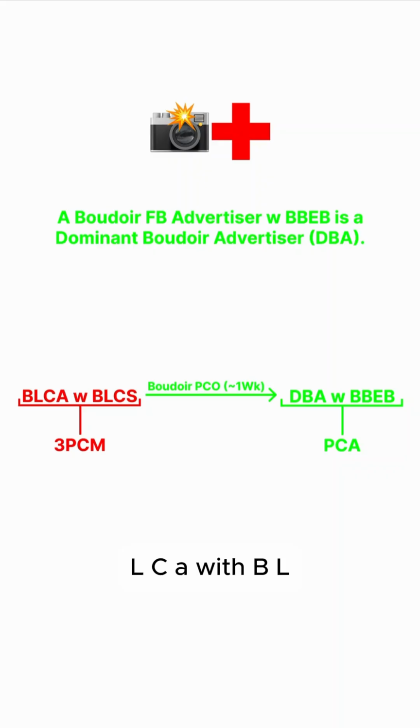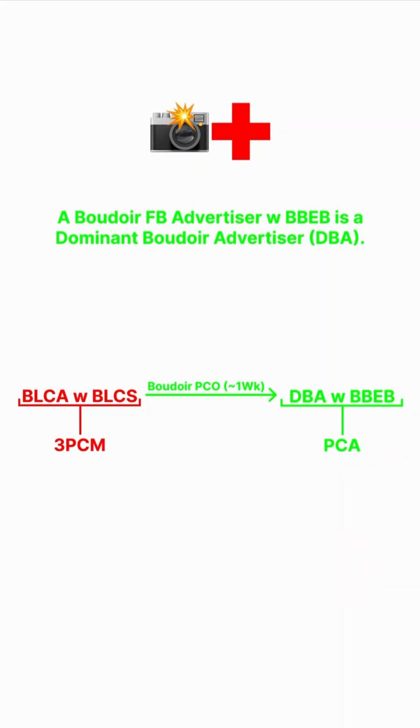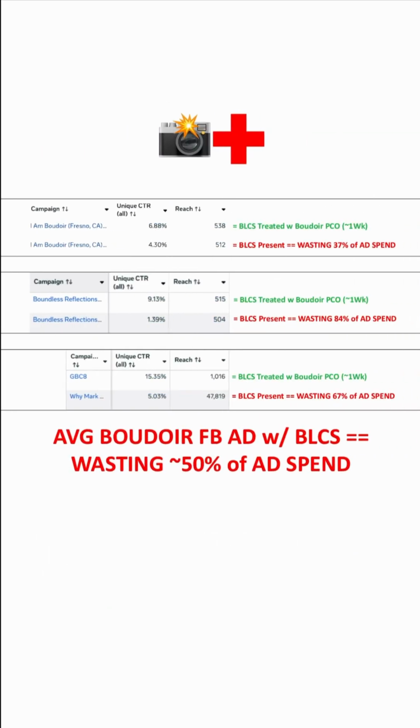A BLCA with BLCS is caused by the 3 pre-click mistakes. We solve that with Boudoir Pico. It takes about a week. We achieve pre-click alignment and we become dominant Boudoir advertisers with Boudoir Brain Entry Boost.